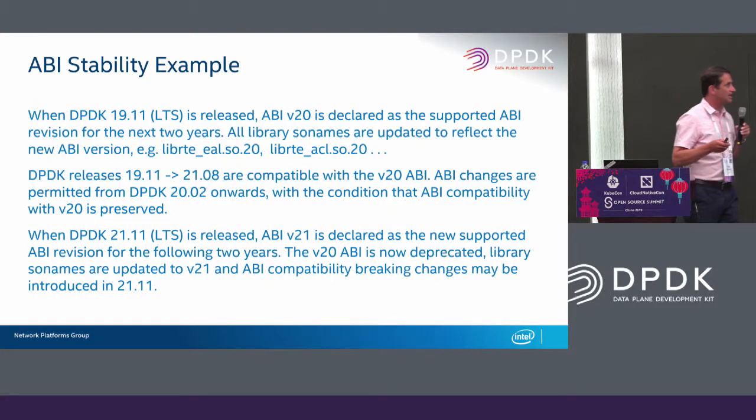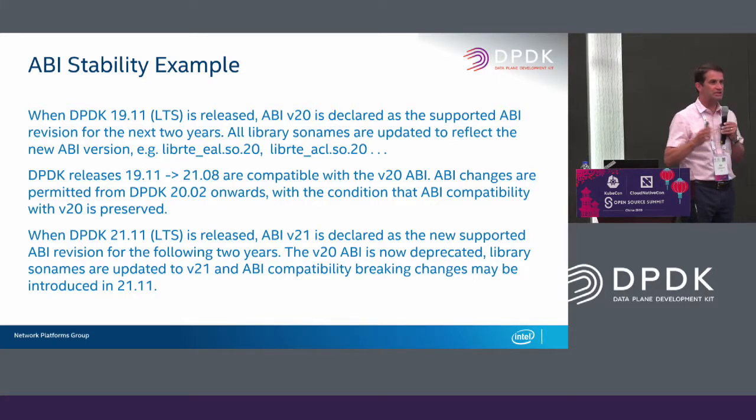So just an example of that. The intent would be that when DPDK 19.11, the LTS release at the end of this year, is released, we'll declare a major API version. We can pick a number for it, but call it V20 for now. And that will be supported for 2 years. So all releases from 19.11 to 21.08 would be compatible with that major API version.